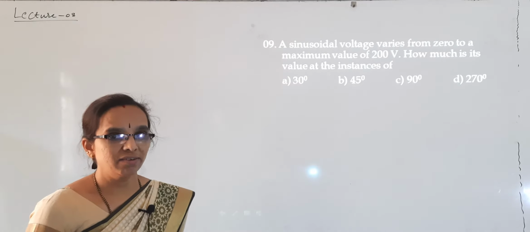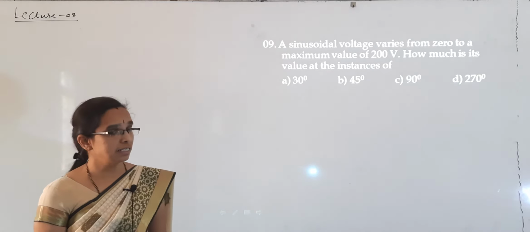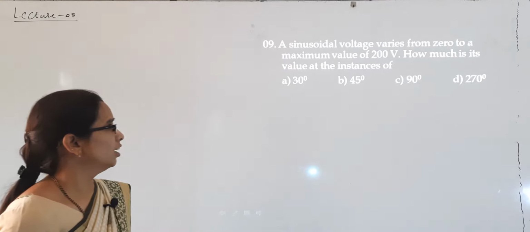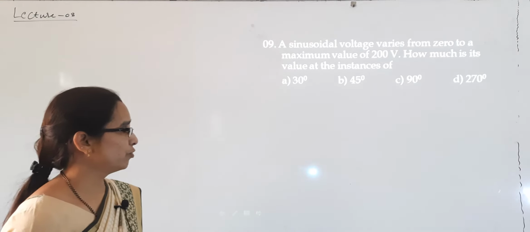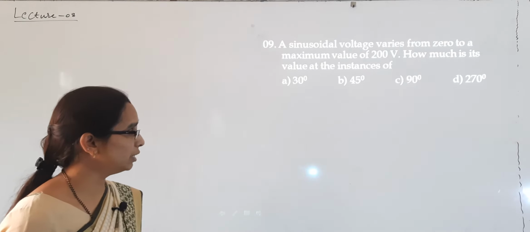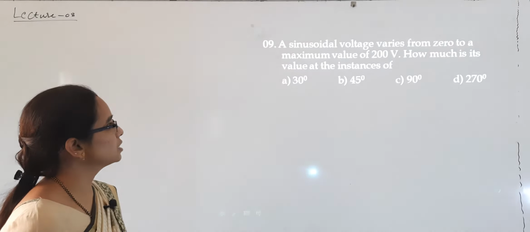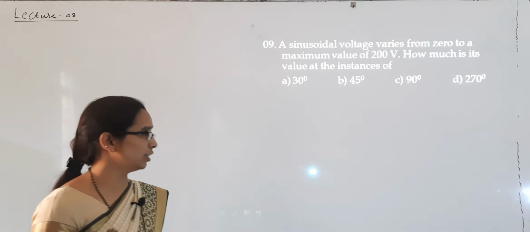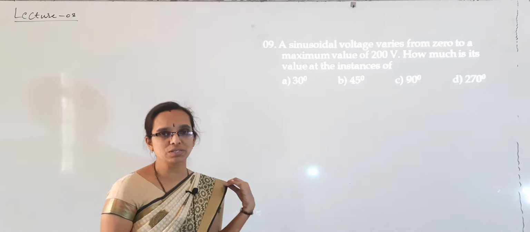In the last class we have solved somewhere around 8 problems. Then the ninth one: a sinusoidal voltage varies from 0 to a maximum value of 200 volts. How much is its value at the instances of 30 degree, 45 degree, 90 degree and 270 degree?